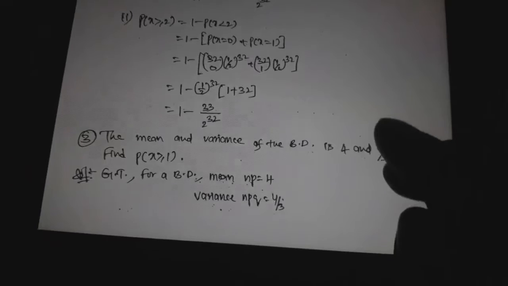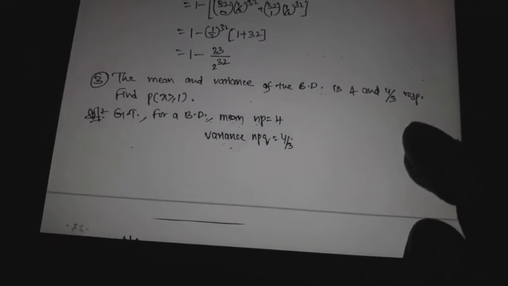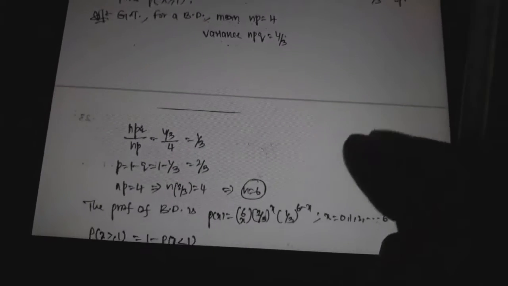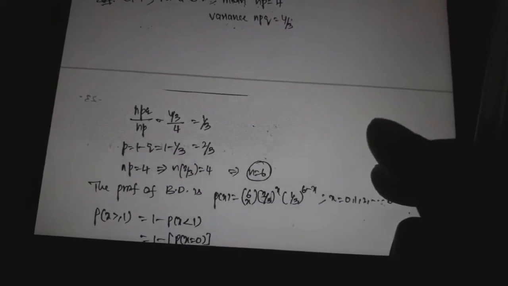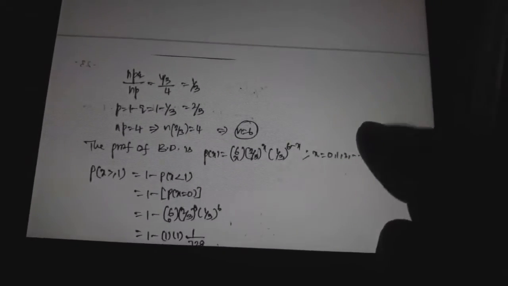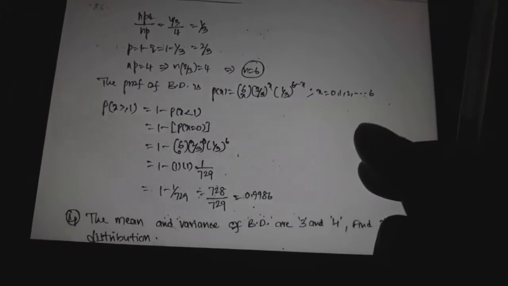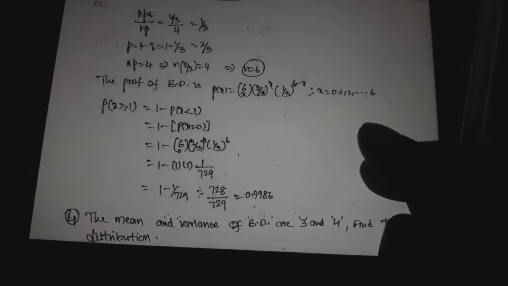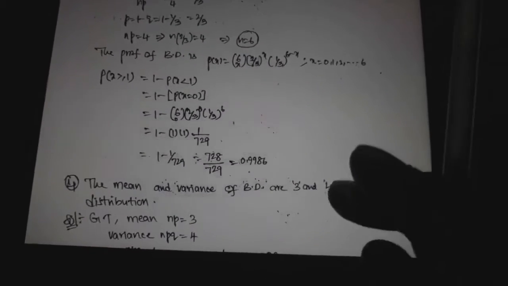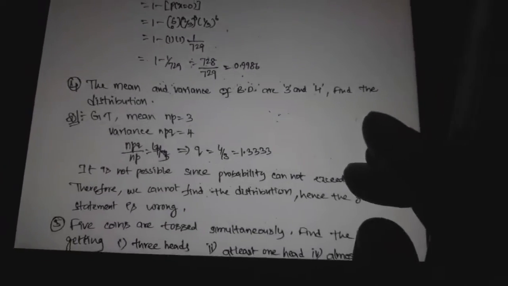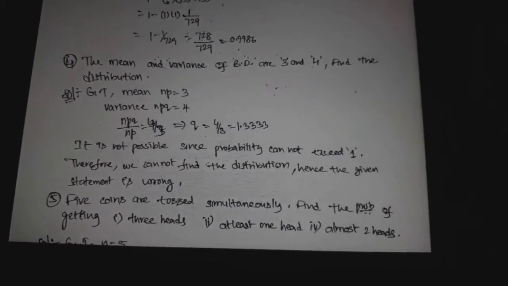The mean and variance of a binomial distribution are given. Find P(X ≥ 1). Based on the mean and variance, you find the n, p and q values. Consider P(X ≥ 1), which means 1 minus P(X < 1). Less than 1 means P(X = 0). Substitute and simplify.